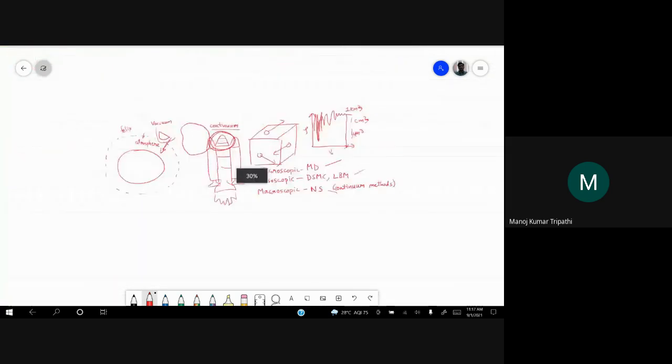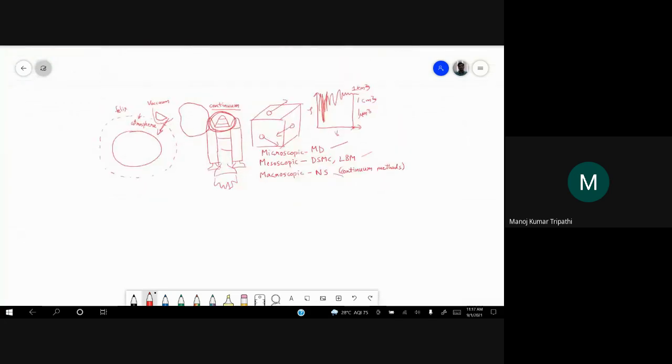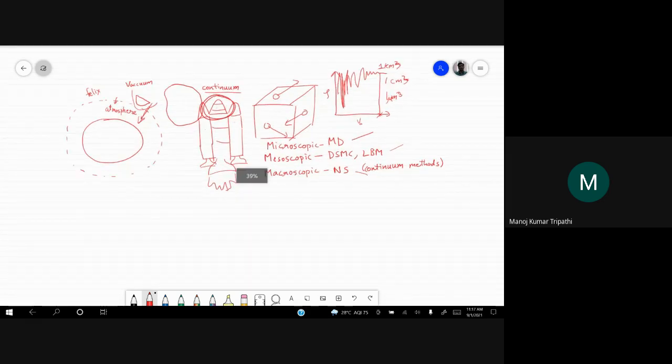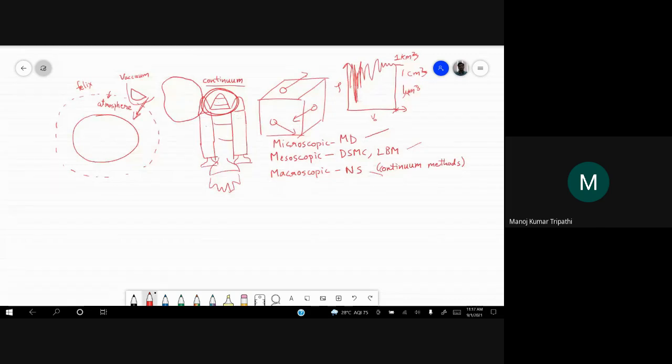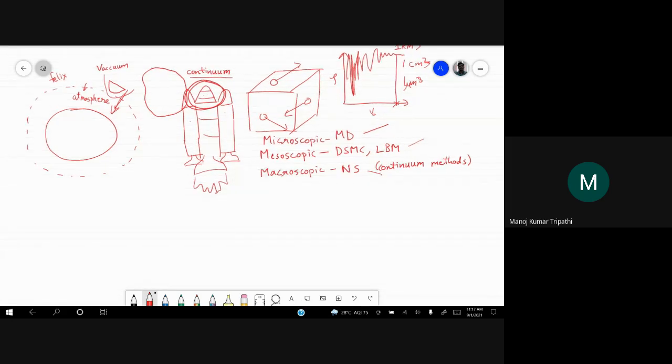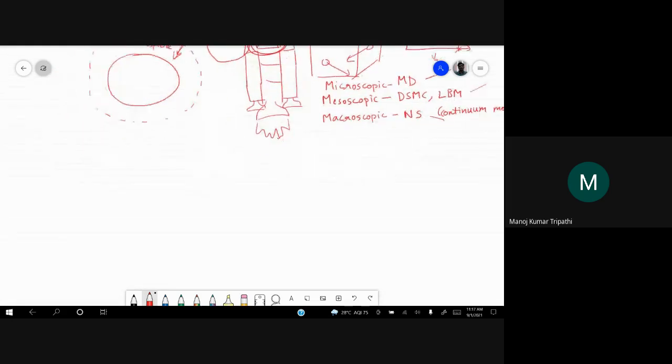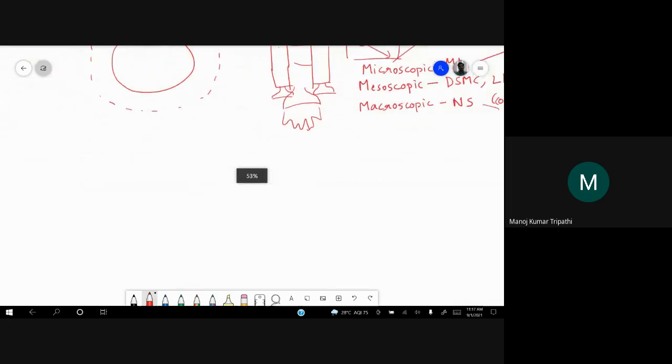Okay. Any question up to this point? No, sir. Okay. So close to Earth and for fluids that we will see in our everyday life or in industries, you can use continuum assumption. That is sufficient.